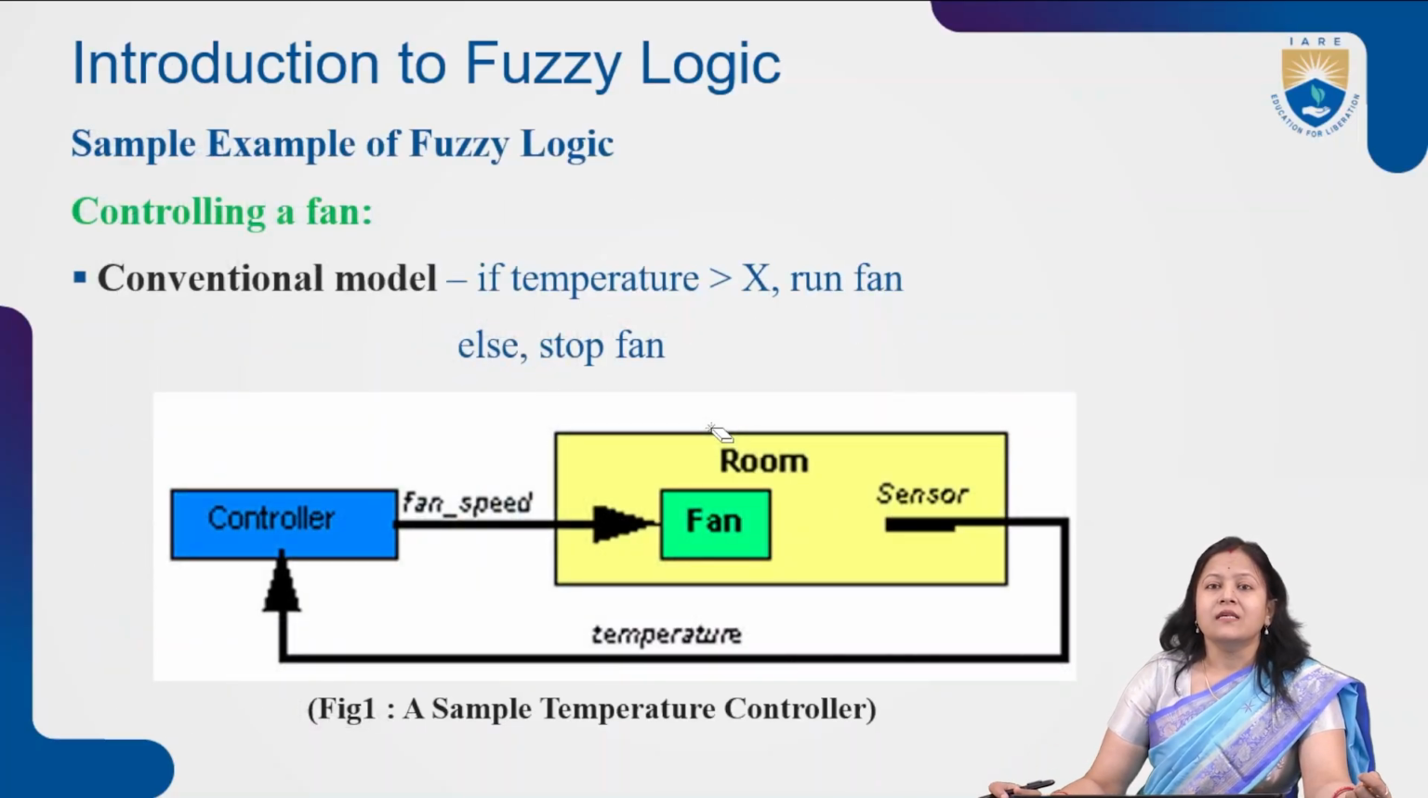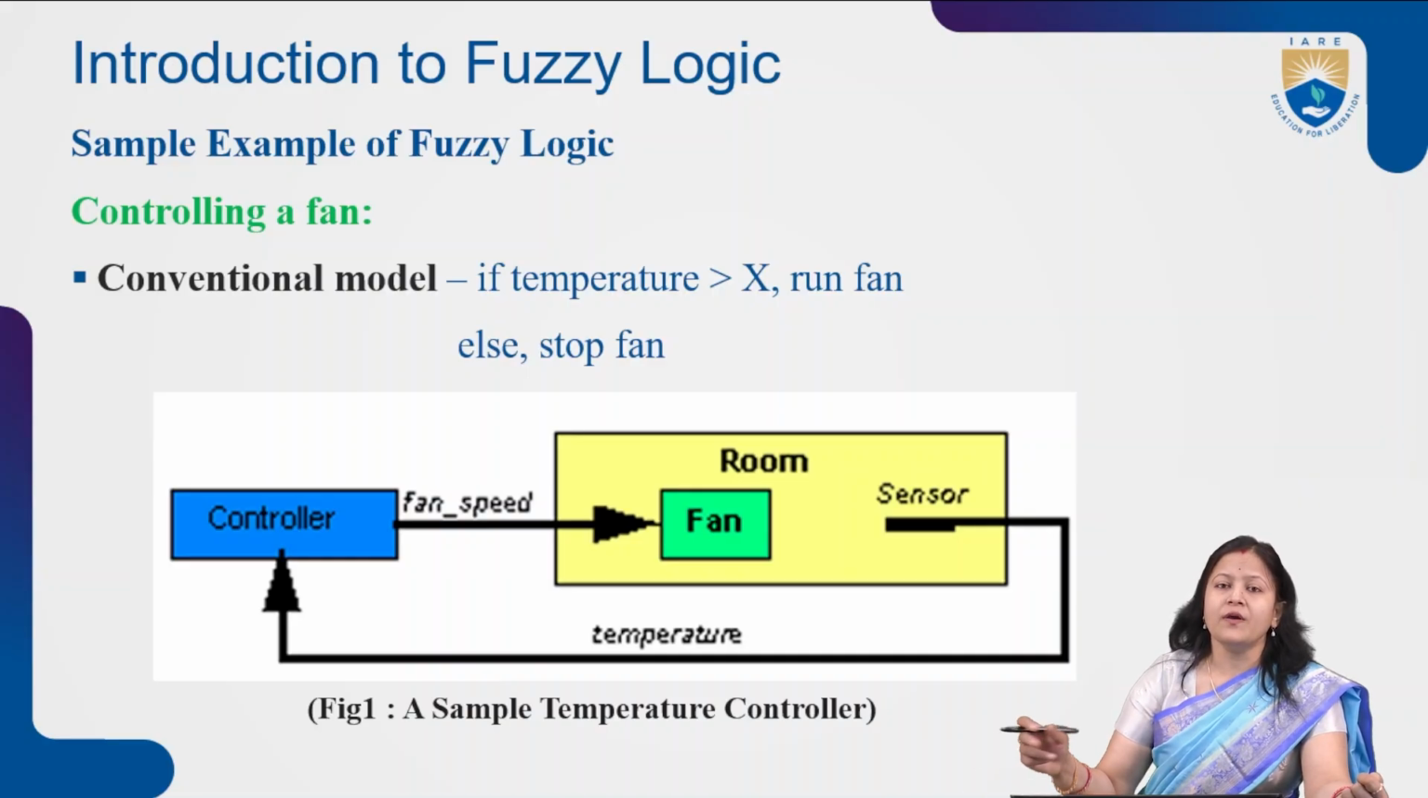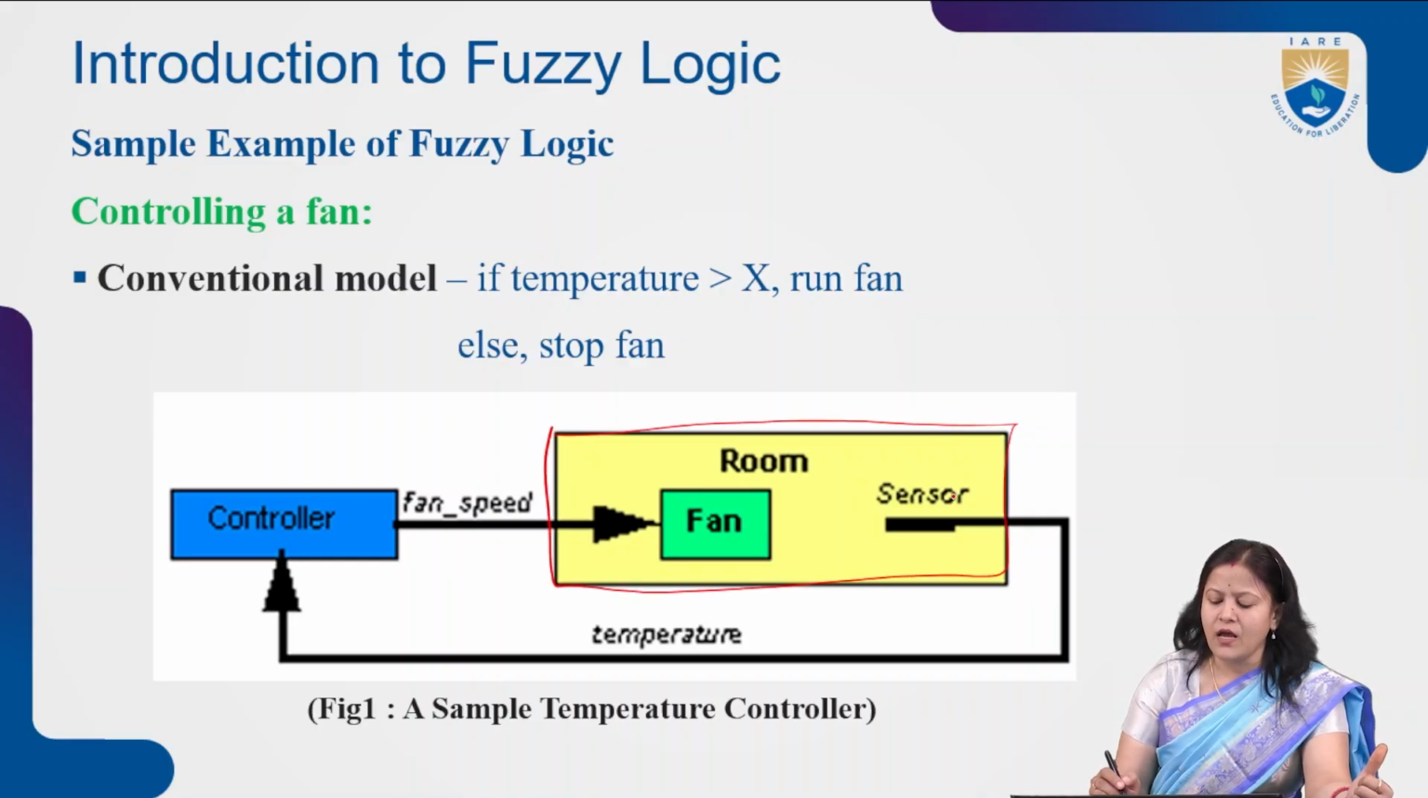This is a sample example of fuzzy logic. This is a picture of controlling a fan. If we apply the conventional method, meaning the traditional Boolean method, how can we write the logic for this particular diagram? Here in this box, what is given? A fan and a sensor are given. So this is a room where the fan is present and the sensor is also there. This is the controller which controls the fan speed.